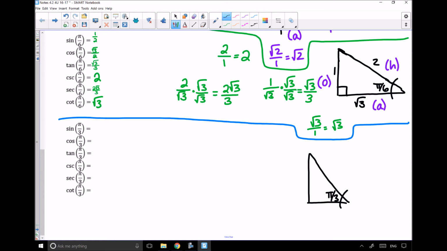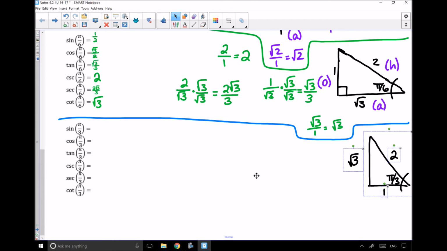Therefore, this is going to be root 3. The height right here is root 3. The base is 1, and the hypotenuse here is still going to be 2. Okay, so we're going to do everything exactly the same way that we did before.